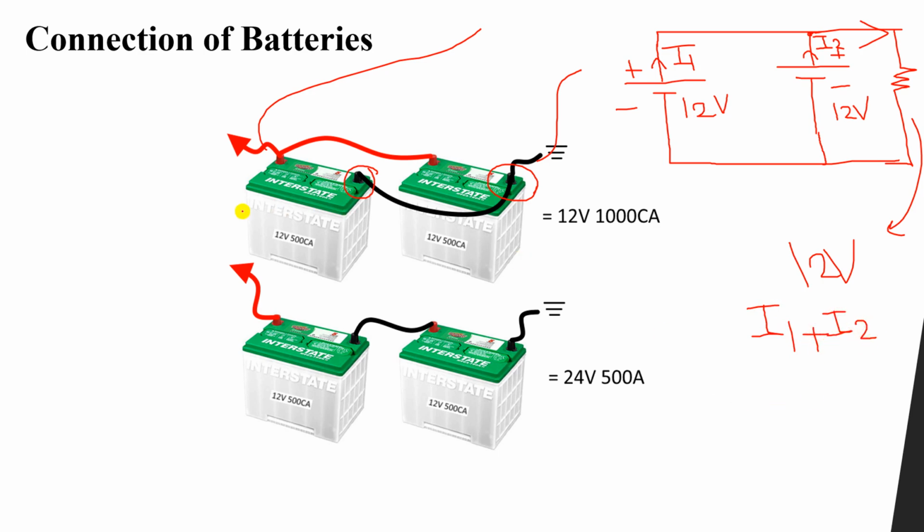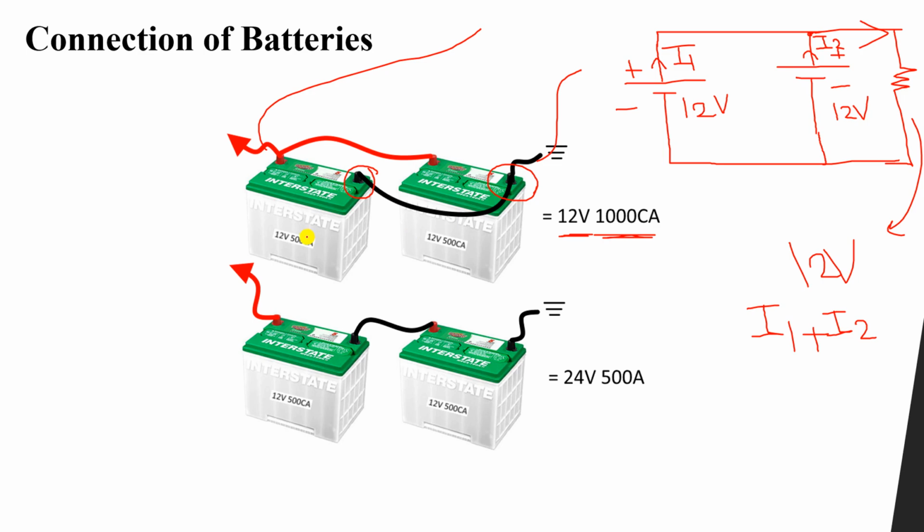So in this case, a 12 volt 500 cranking ampere battery and another 12 volt 500 cranking ampere battery connected in parallel give us a final output voltage of 12 volt, the same voltage, but the summation of the two currents, 1000 cranking ampere. So when we connect the batteries in parallel, we increase the total current or the total ampere.